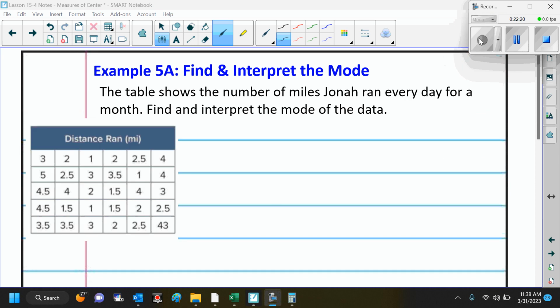Example 5 is to find and interpret the mode. Now remember, the mode is the number that occurs the most often.